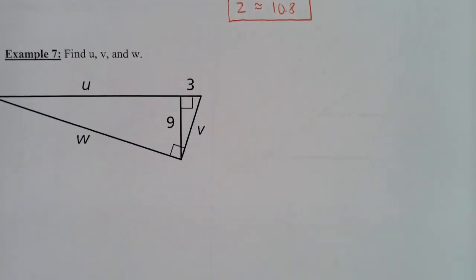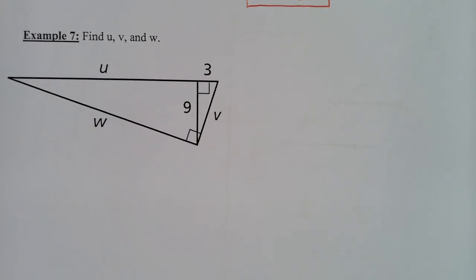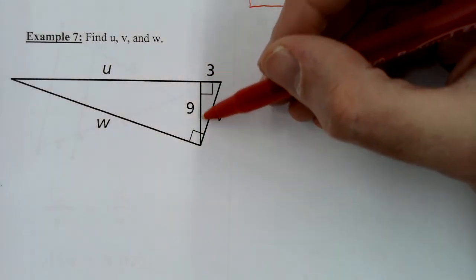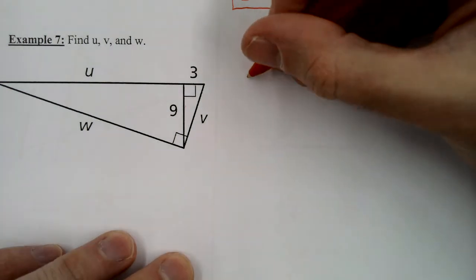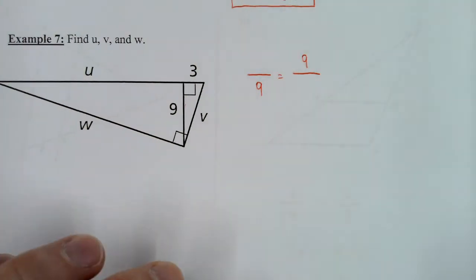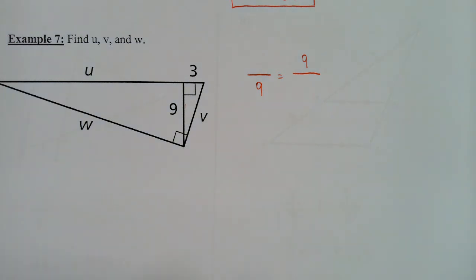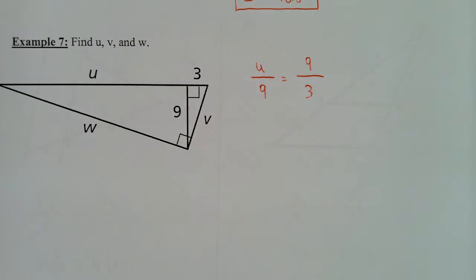One more example based off of geometric mean. And again, this is not easy. Let's start by working with the altitude. The altitude is 9. That's the geometric mean between the two segments of the hypotenuse. In this case, u and 3. Remember, the hypotenuse is the side across from the right angle.